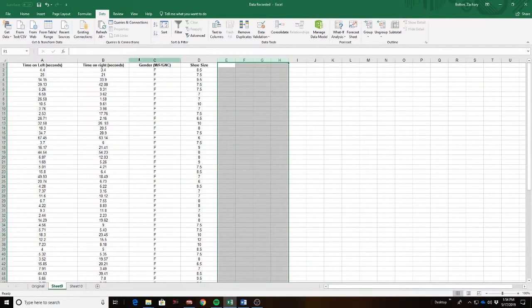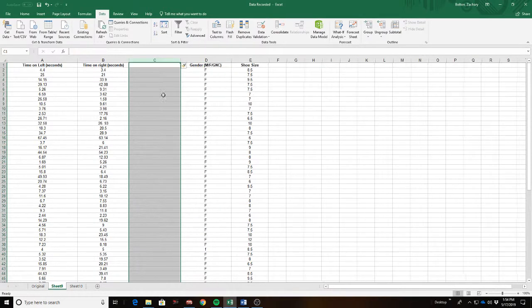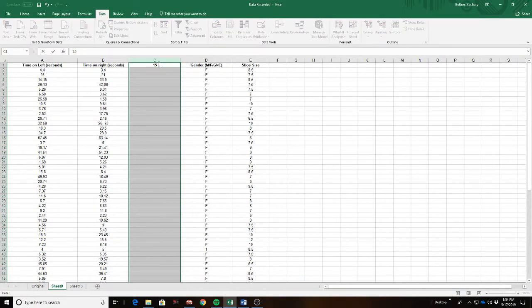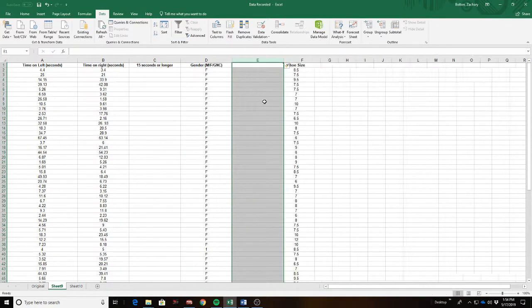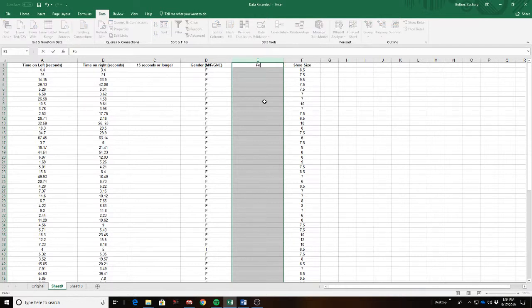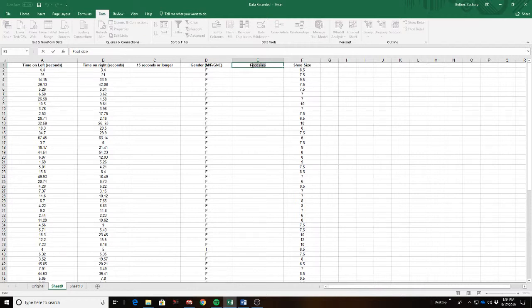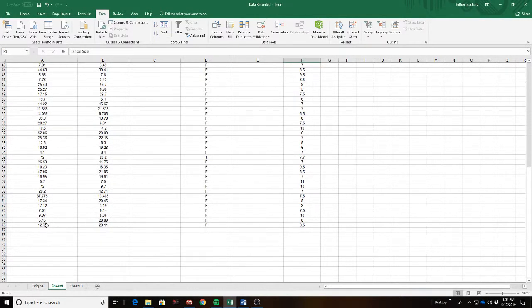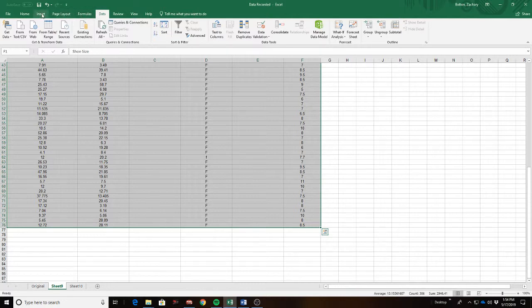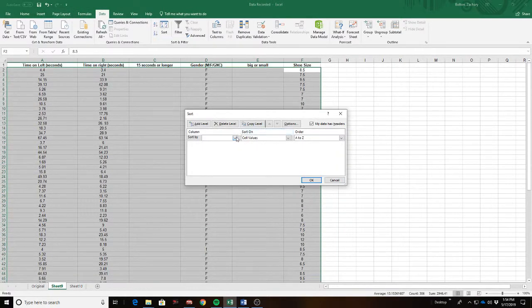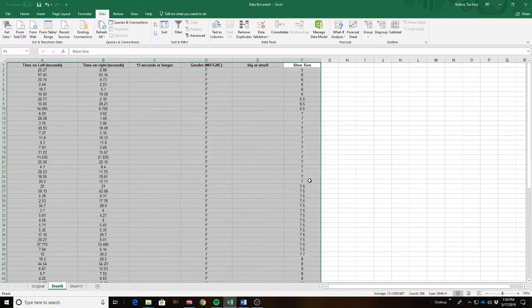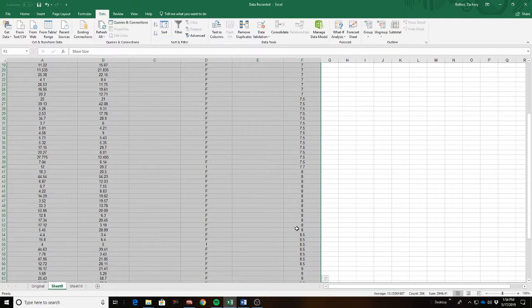So from here, what we need to do is add 15 seconds or longer. And also, we're going to insert a column here that says foot size, or big or small. And now we're going to take all this data, and this is just women in this one, and we're going to sort it by shoe size. And you can see that's going to sort it, and it's going to keep all of our data the same.